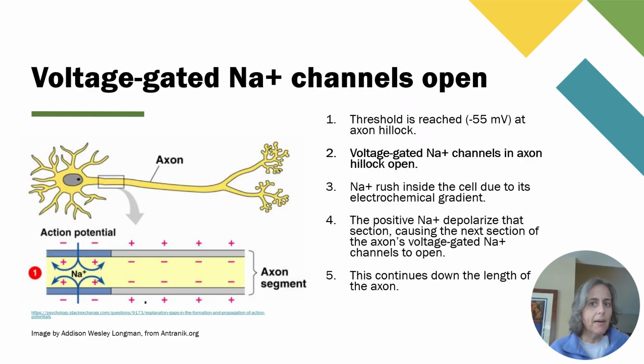Now, if you remember when we talked about electrochemical gradient, sodium is very highly concentrated outside of the cell, so the chemical gradient favors moving inside of the cell, and the inside of the cell is negatively charged. Sodium is a positive ion, so the electrical gradient also favors sodium moving into the cell. As soon as those channels open, sodium rushes inside the cell due to the electrochemical gradient. That inrushing of positively charged ions is going to depolarize the next section of the axon. Its gates are going to open, sodium rushes in, and boom, boom, boom, boom, boom, down the entire length of the axon.